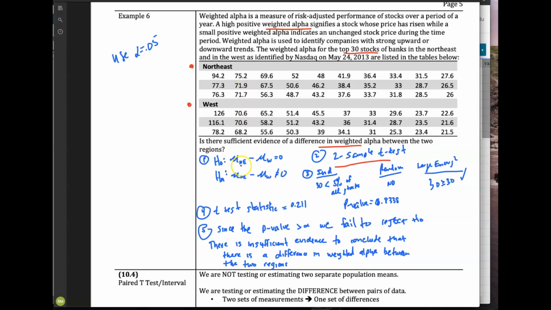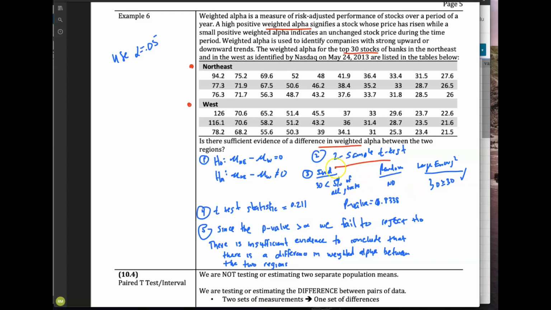Is there a difference between the Northeast and the West? No difference is the null hypothesis. And is there a difference? Not equals is the alternative. And so those are our two groups there, two-sample t-tests. We have to check the conditions, and again, if conditions are not met, then we have to be careful with our analysis of our results.